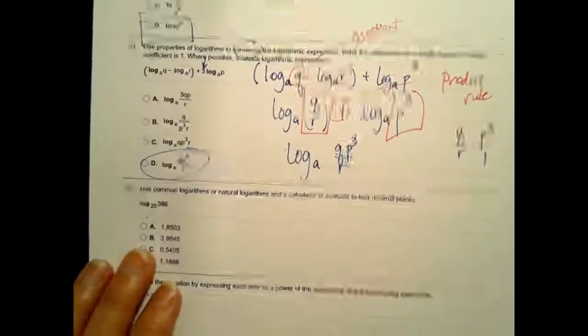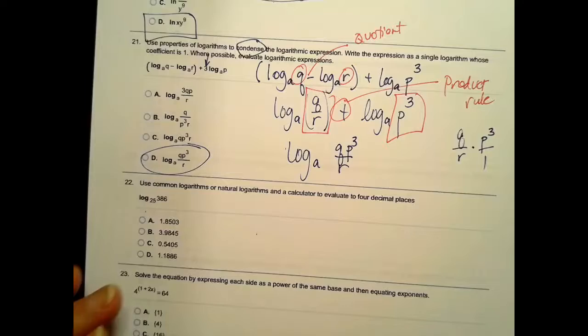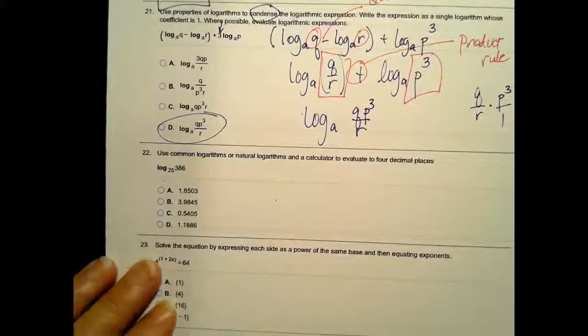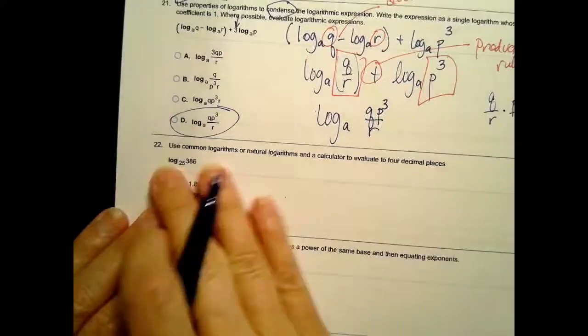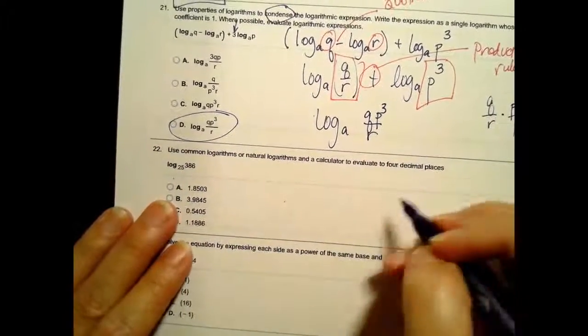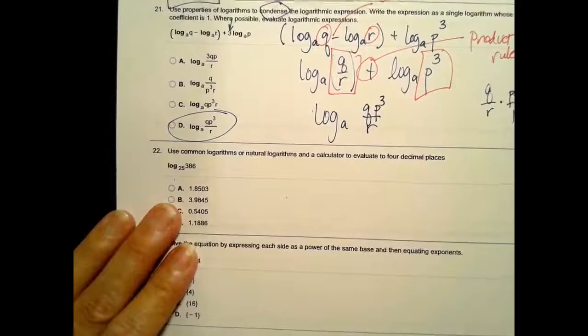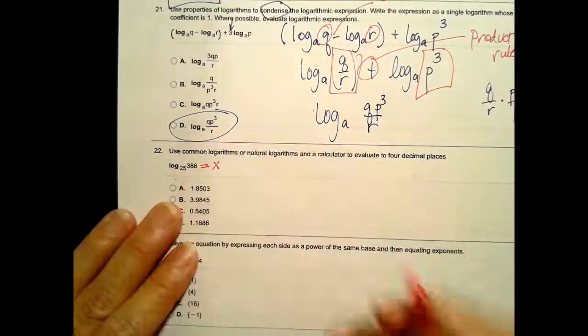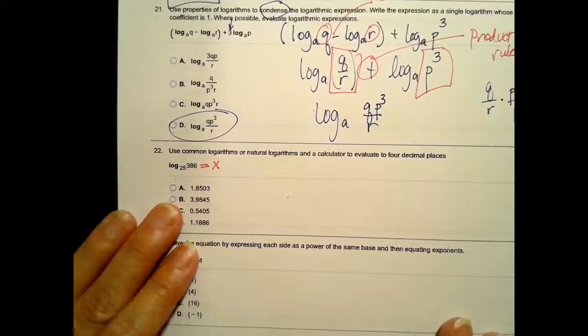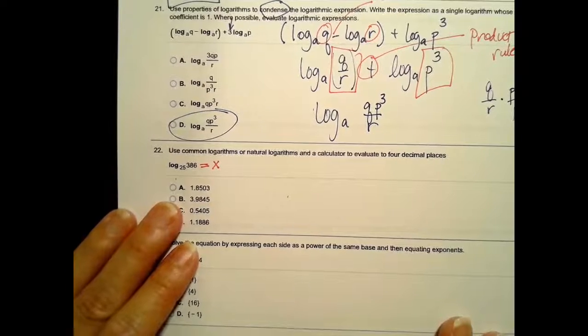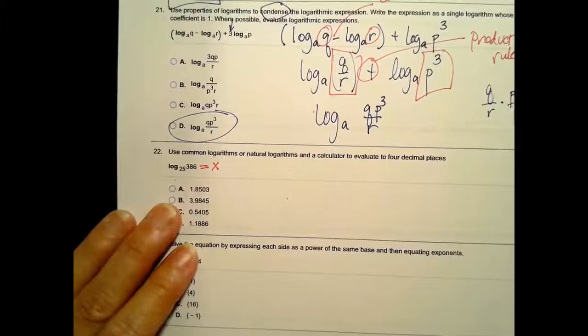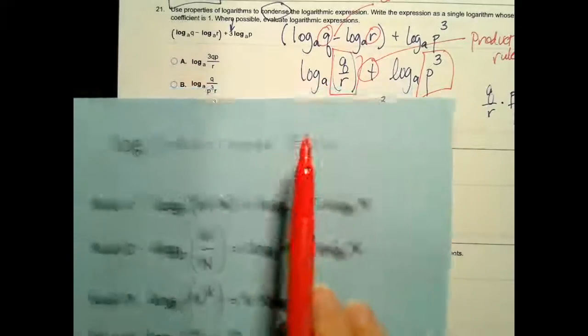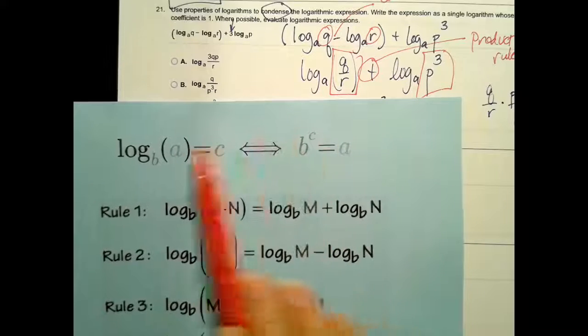Okay, so for my next one, it says use common logarithms or natural logarithms in a calculator to evaluate. For this one, it's not an equation, but they're asking us to evaluate it. So they're asking us to find out what it's equal to. We don't know what it's equal to, so I'm going to say it's equal to x. So if I say that's equal to x, then I can go back and use this property that we know to be true.